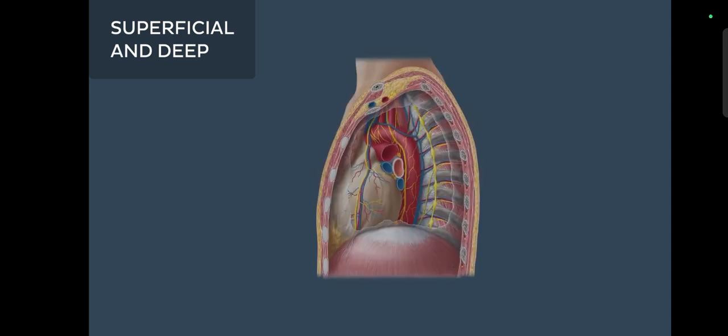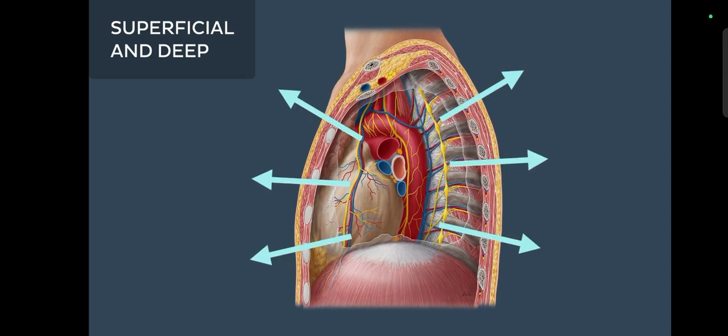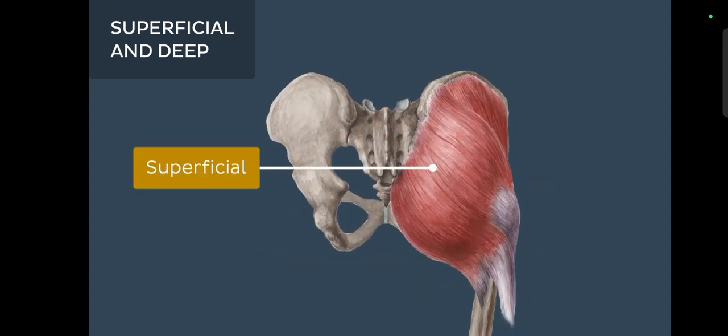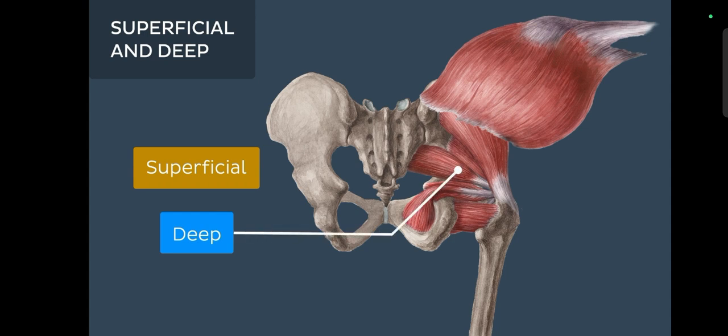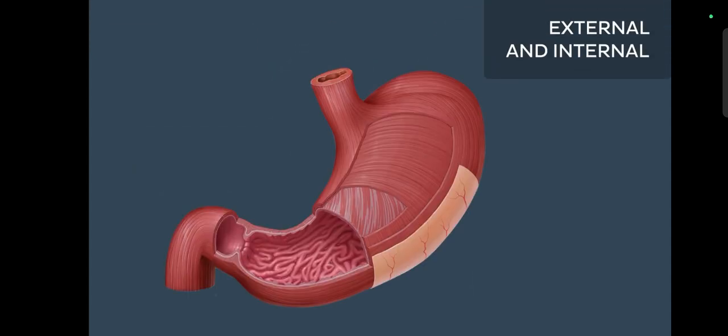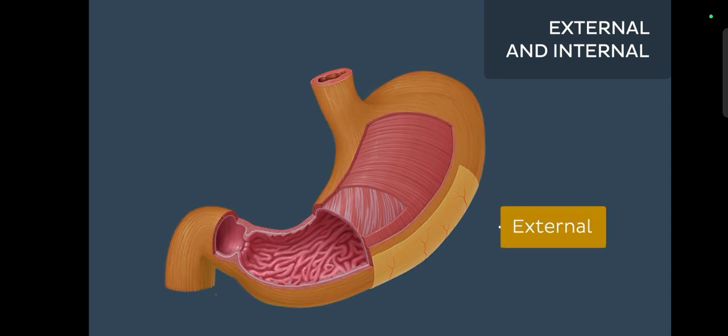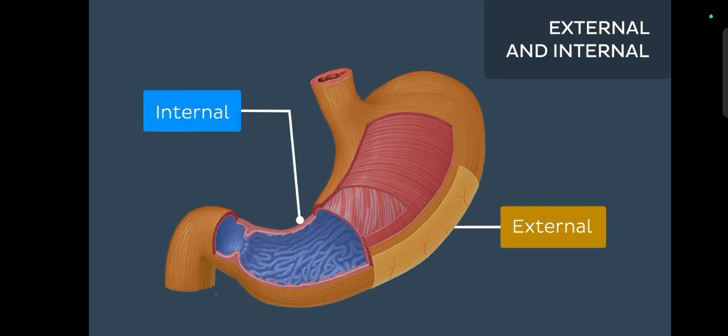Superficial and deep refer to position relative to the surface of something, usually the skin. For example, the superficial gluteal muscles and the deep gluteal muscles. External and internal, sometimes also called outer and inner, describe whether something is located on the outside or inside of something. For example, the stomach has an external surface and an internal surface. Now that we've learned about the major directional terms, it's important to note that using one directional term is often not enough to describe the location of a structure in relation to another.